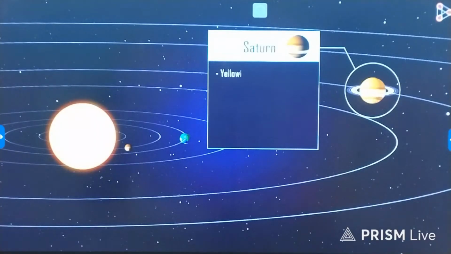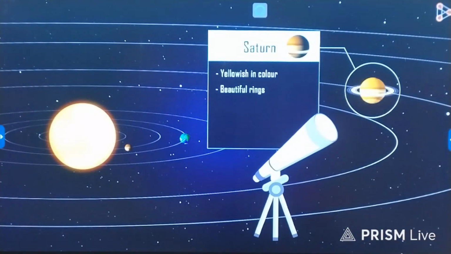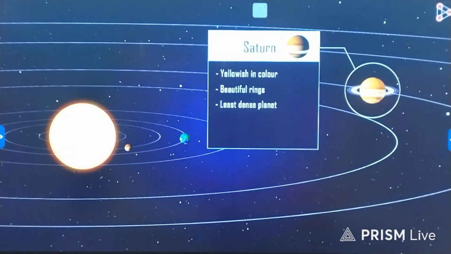It is said to be yellowish in color. This planet is unique from the other planets appearance-wise because of its beautiful rings. However, you can't see them with your naked eyes. You need to use a telescope for this. It is also said to be the least dense planet amongst all. Its density is even said to be less than that of water, which means it will float in water. And just like Jupiter, Saturn too has a large number of satellites.